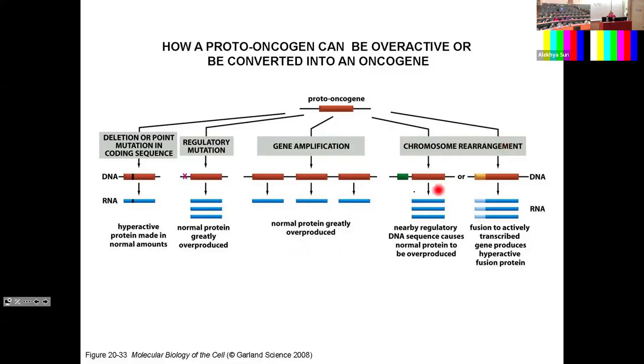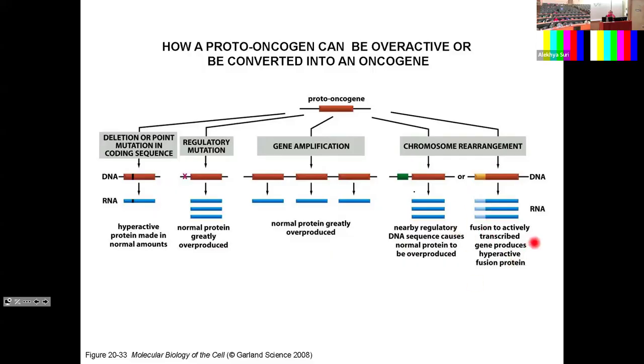And it can also happen with chromosome rearrangement. When chromosomes are rearranged, two things can happen. It can happen that the change occurs near a regulatory region, and the DNA sequence causes the normal protein to be overproduced. Why is that? Because it's under a promoter that is overproducing, right? Because the rearrangement was dysregulated.